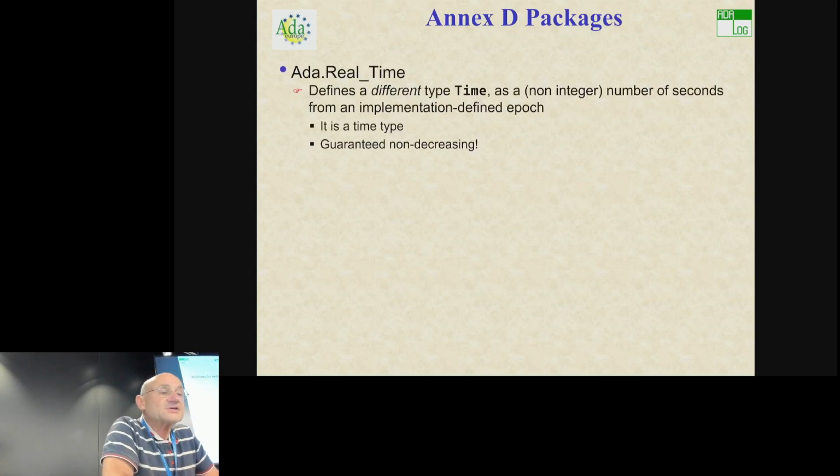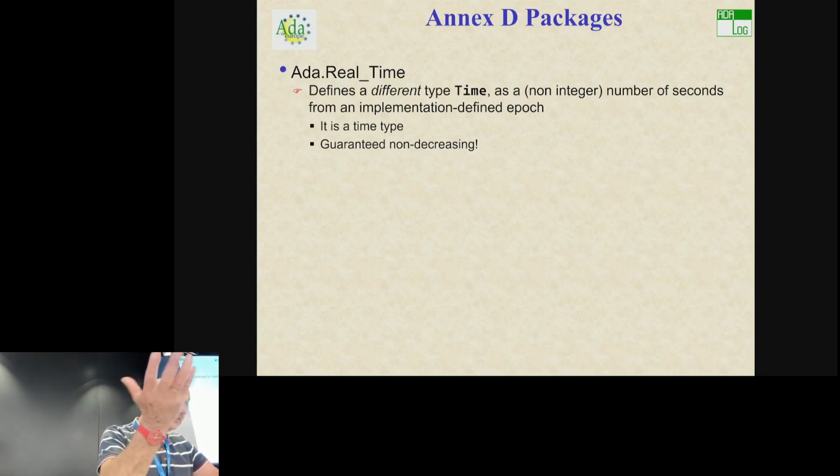For compilers that support Annex D, but that's most of the compilers, you have a package Ada.Real_Time. That has a Time type as defined by the standard, and it's a different Time type. The idea is that it's a time that's just defined as a number of seconds from an implementation-defined starting time called the epoch.